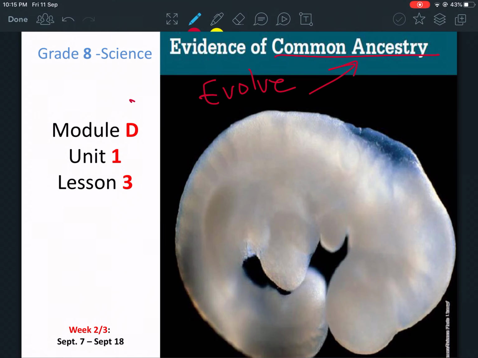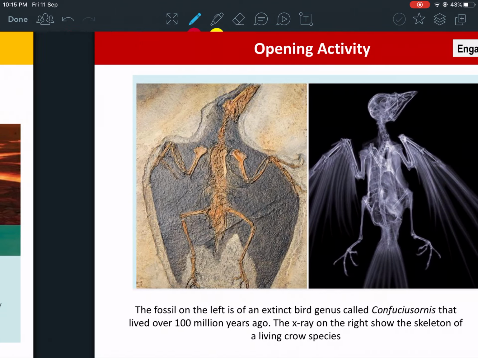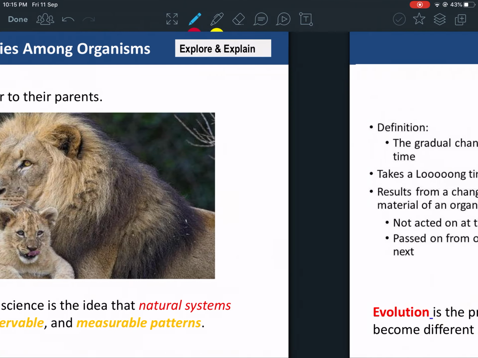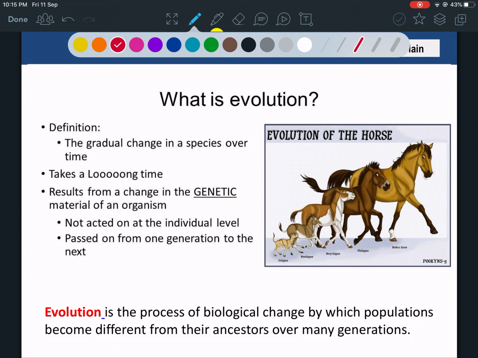Good morning, everyone. So today we're going to be discussing the other part of the lesson. Last time we talked about what evolution means and what common ancestry means, and how species evolve from a common ancestor, as scientists believe.